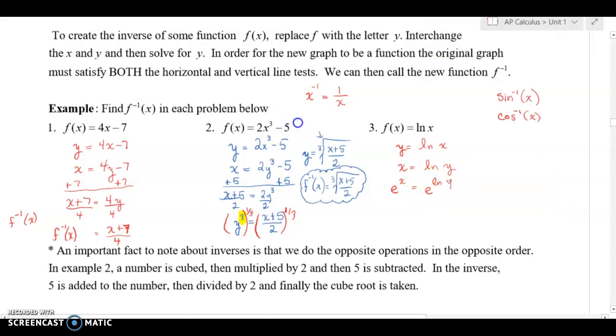Actually, this is a little bit different than what I did before, isn't it? So now if I have e to the x and I have e to the ln y, what we're going to have to start memorizing is that e to the ln of whatever that is just going to cancel out to give you y. Okay, so this would be y equals e to the x. In other words, f inverse of x equals e to the x.